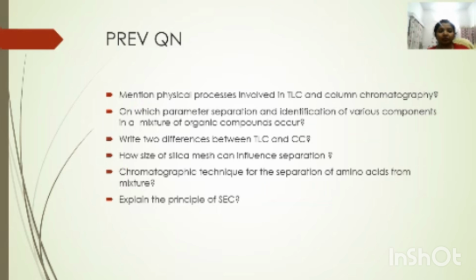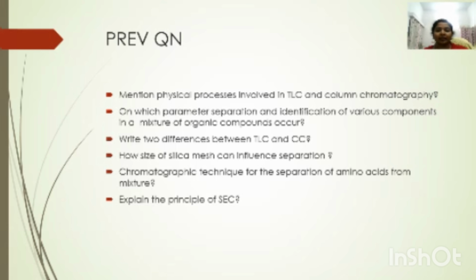So we have some previous questions here. The first one is: mention the physical process involved in TLC and column chromatography. You can write about adsorption. On which parameter does separation and identification of various components in a mixture of organic compounds occur? You can write about polarity, molecular weight, and charge, etc. Write two differences between TLC and CC. You can mention what TLC is and what CC is. One is two-dimensional and the other three-dimensional, and one is used mainly for preliminary examination and one is for separation.